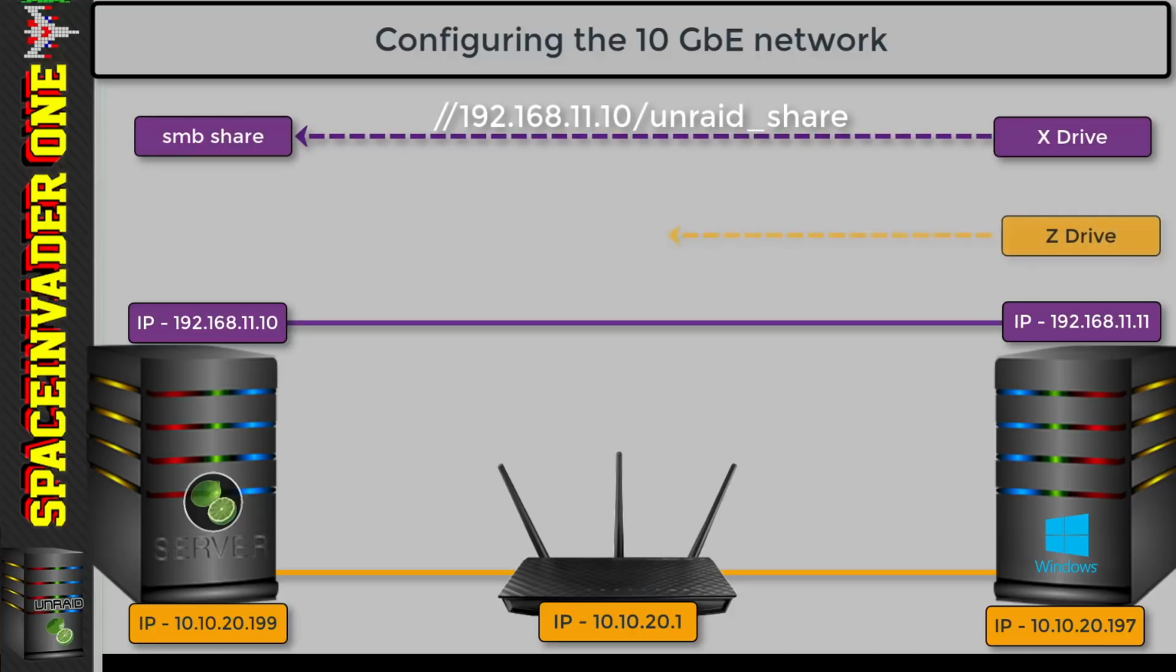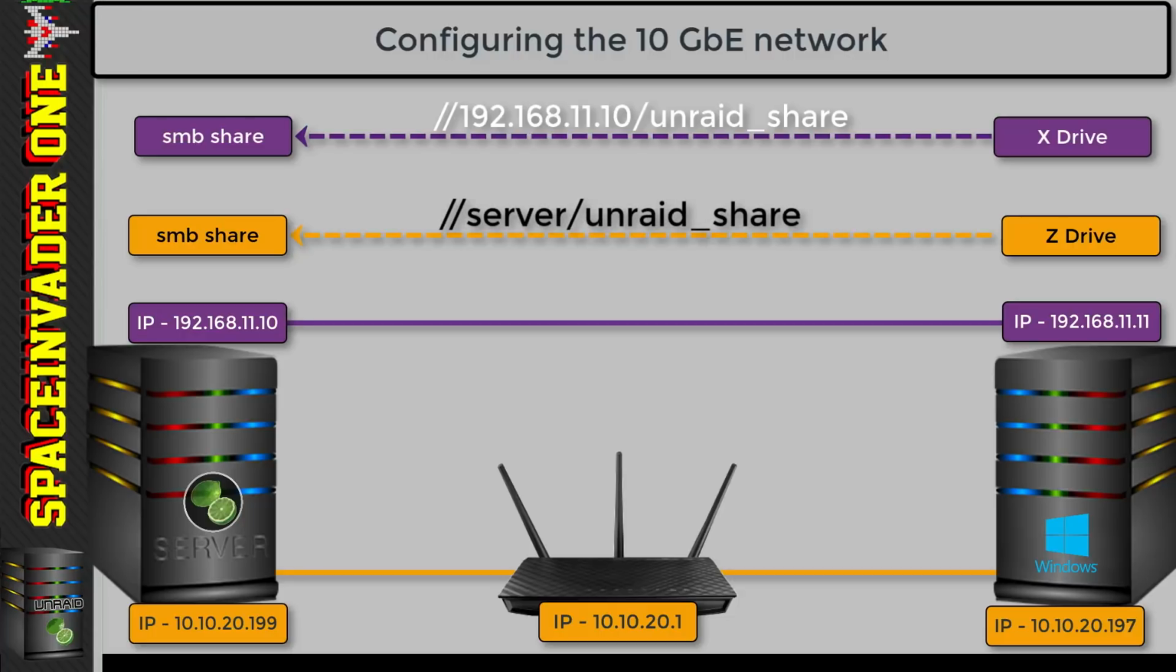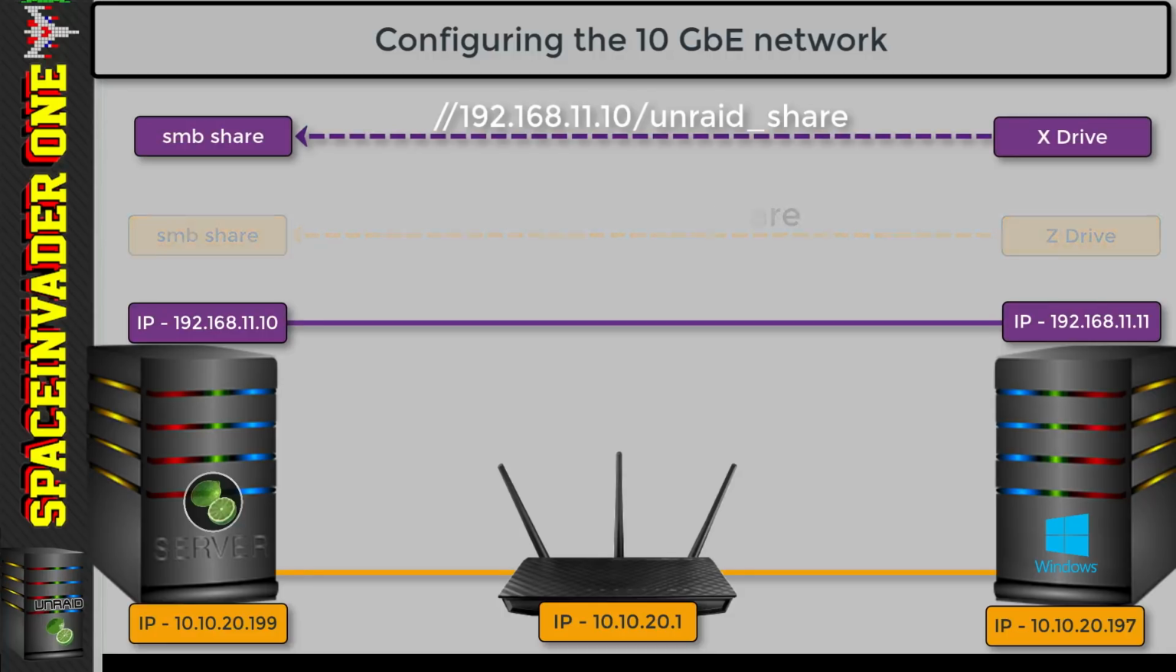Now we could even map another network drive to the same share on the server, but using the server name, and this would take a different route to the same destination but going through the gigabit Ethernet, and this is because the server name will resolve to the IP address on the main network. So this is why it's important to use the IP address when using 10GBE in a peer-to-peer network.